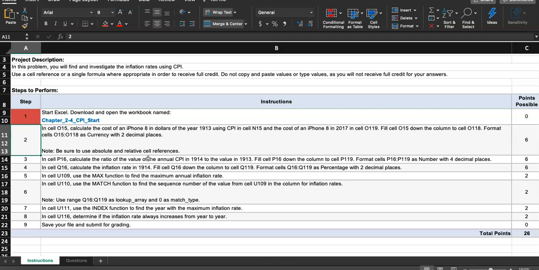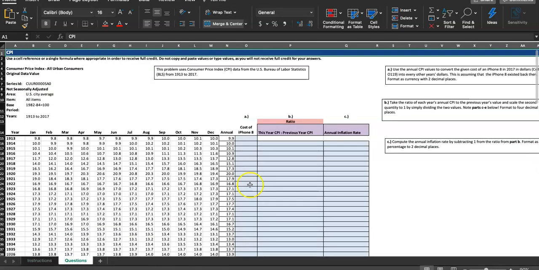So I'm gonna go through this step number 2. This is gonna be the complicated part, but we can do this. You understand what we are doing, right? We're trying to figure out how much an iPhone 8 would have been in 1913 by looking at the cost of the iPhone 8 in 2017 and using the consumer price index, CPI. So remember we did this using ratio. Let me go to the questions page.